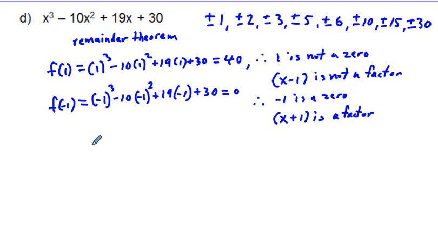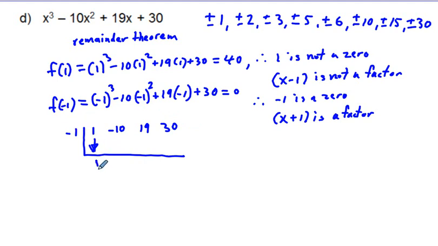Now let's go ahead and figure out what we're going to have. We're going to use synthetic division. So we're going to put our zero out here, which is negative 1, and our coefficients, 1x cubed minus 10x squared plus 19x plus 30. And this is a way of checking our work too, because we're going to end up with 0 if our factoring so far was correct.